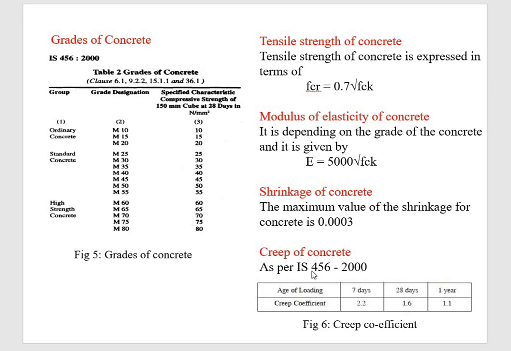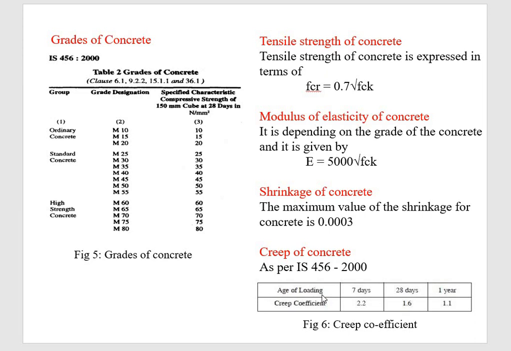Next thing is creep of concrete. This creep value, or these values, we can get from IS 456 2000. Please refer to that code book, these are available. From there we have taken a table here, that is creep coefficient. Creep coefficient will keep on changing depending on the number of days.